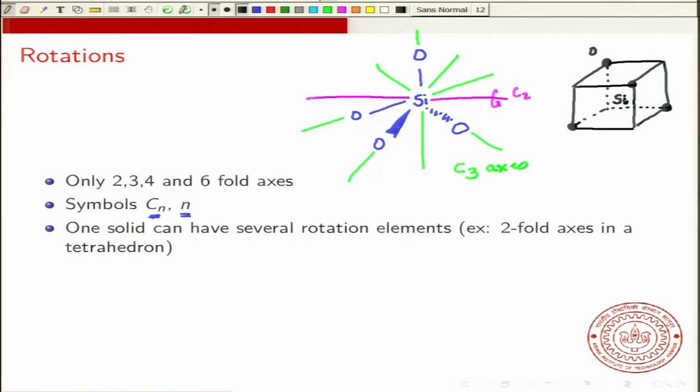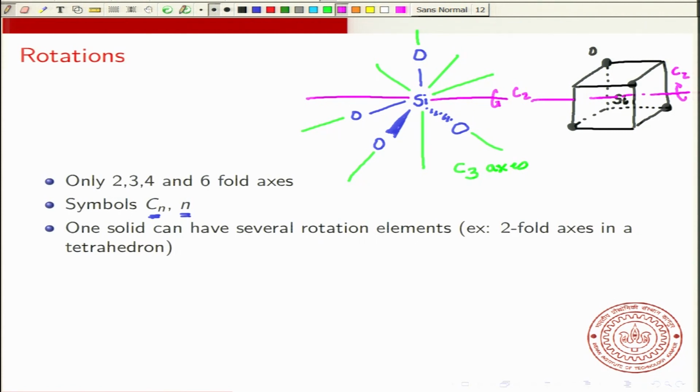If you visualize the tetrahedron this way, then we can easily see that this axis passing through the center of the cube and going through the central silicon atom and coming out on this side of the cube, this axis coming out from this center is clearly a four-fold axis. Or sorry, it is a two-fold axis. So this is your two-fold axis. So this is a C2.